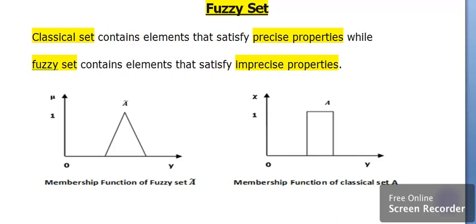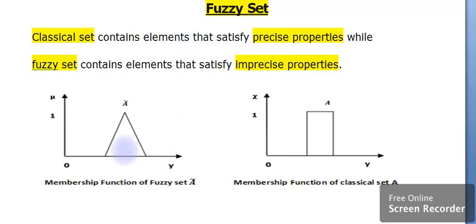Okay, now we are going to see fuzzy set introduction. So first, what is the difference between classical set and fuzzy set? If it is a classical set, the elements must satisfy precise properties. For example, if it is a set of odd numbers, then the remainder should not be 0. Whereas in case of fuzzy set, elements satisfy imprecise properties. So here I am not giving any condition like in a classical set.